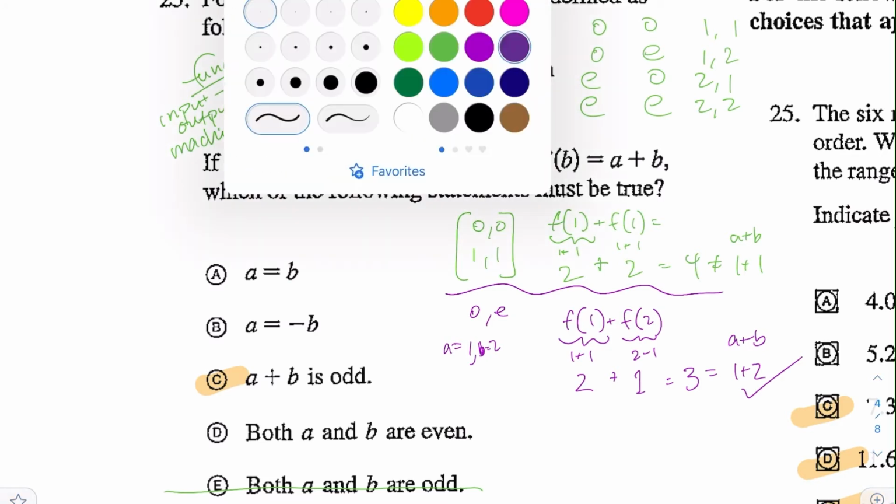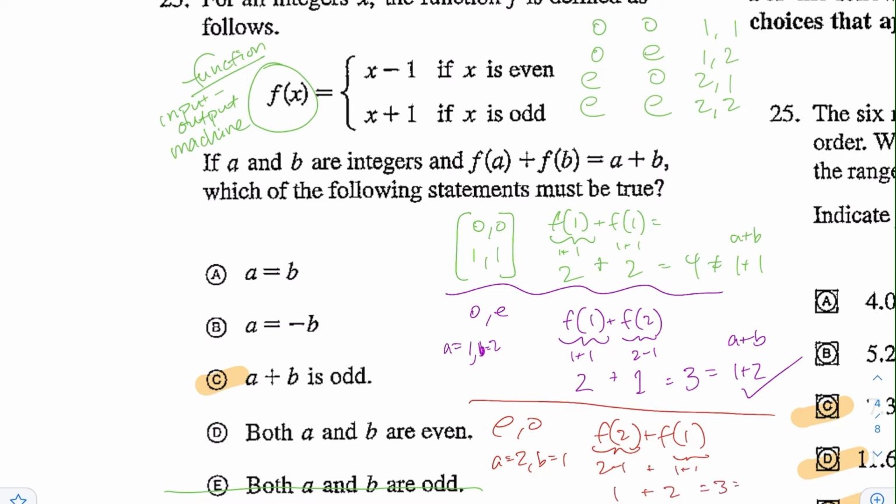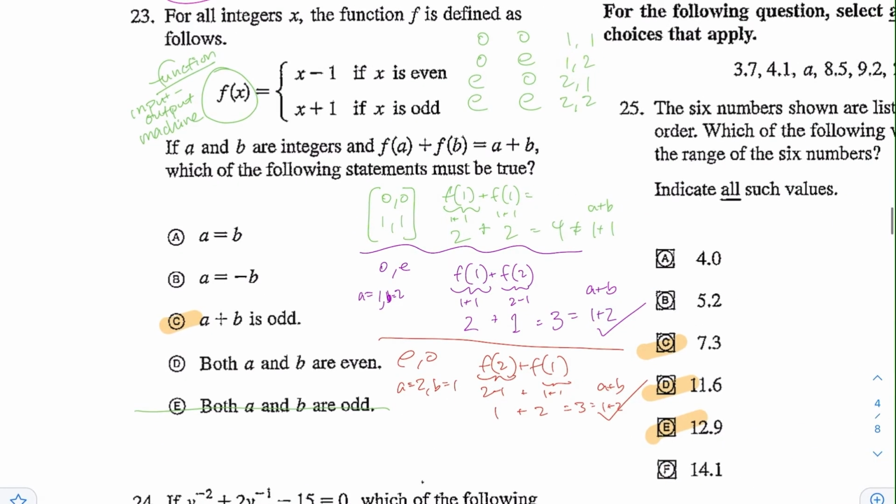All right, and then you try the next one. So even, odd. And we see if we try A equals 2, B equals 1, we see that f of 2 plus f of 1 would just be the same thing as above. It would be 2 minus 1 plus 1 plus 1, or 1 plus 2, that's equal to 3, which is still equal to A plus B, or 1 plus 2. So that's still fine. The last case to try would be if both of them are even.